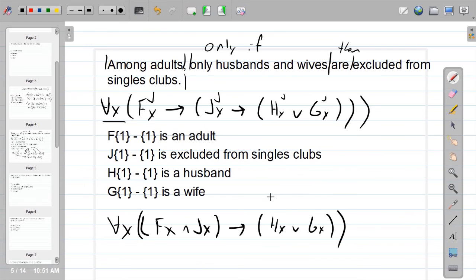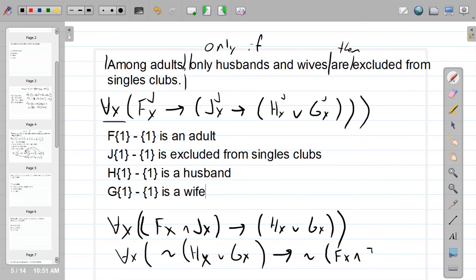Not, and then the disjunction, husband or wife, and not J. Right, right. So good. So this is another equivalence that we can talk about. So you can flip the whole thing around and say, look, if you're not a husband, hx or gx, then it's not the case that you're fx and jx. And that's fine too. So that's in the general case.